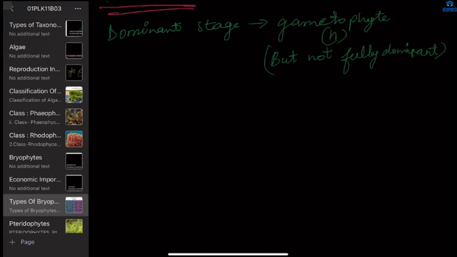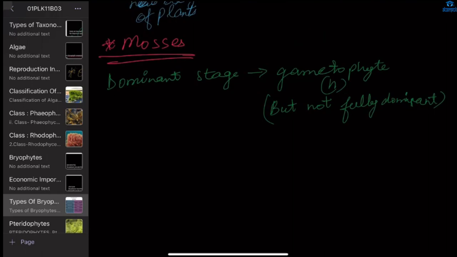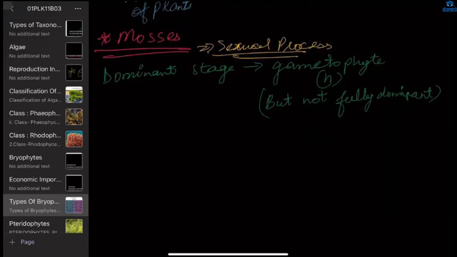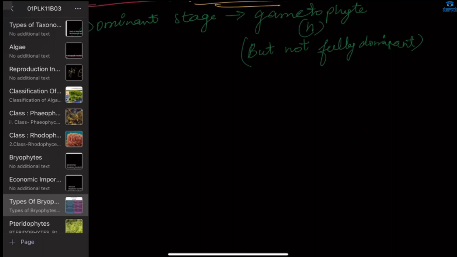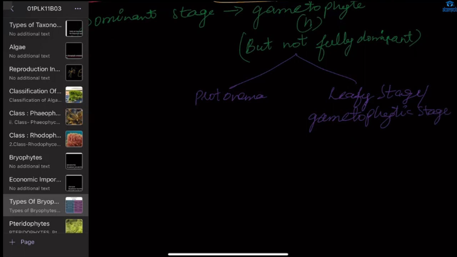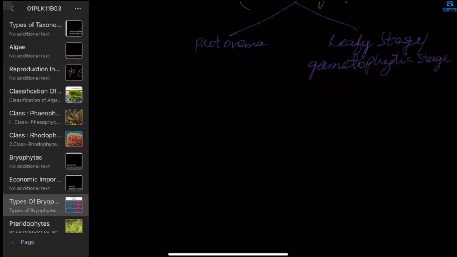This is about their sexual process, because the body of mosses will be the same, containing foot, seta, and capsule, and we straight away move towards the sexual process of reproduction. Whatever we are leaving here, we will cover through the slides. So the dominant stage is again the gametophyte, which is not fully dominant, and it will cover two stages. One is the protonema stage and another is the leafy stage, also called the gametophytic stage. So we will see each one side by side.